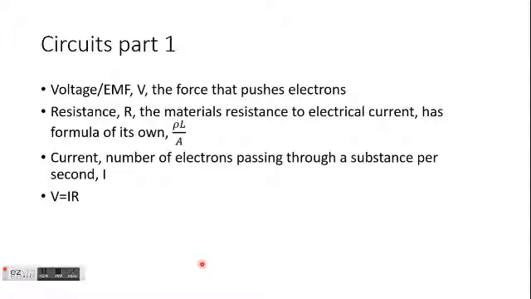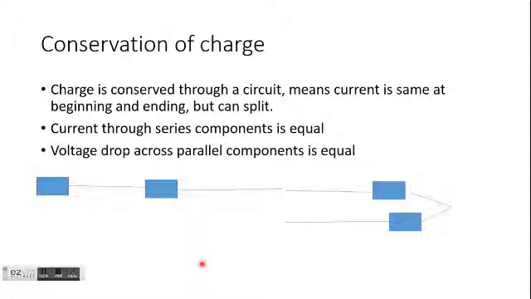And then current is the number of electrons passing through a substance per second, or a representation of that. It's like coulombs per second, I believe is the proper unit. That's measured in amps. Resistance is measured in ohms. Voltage is measured in volts. And so the main formula is what's known as Ohm's law. It's V equals IR. So the voltage is equal to the current times the resistance.